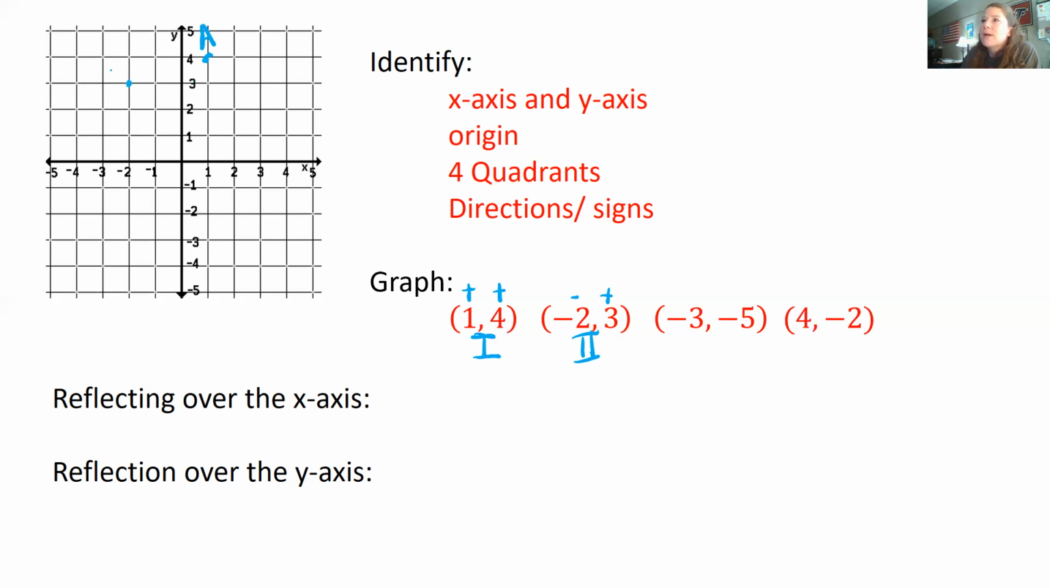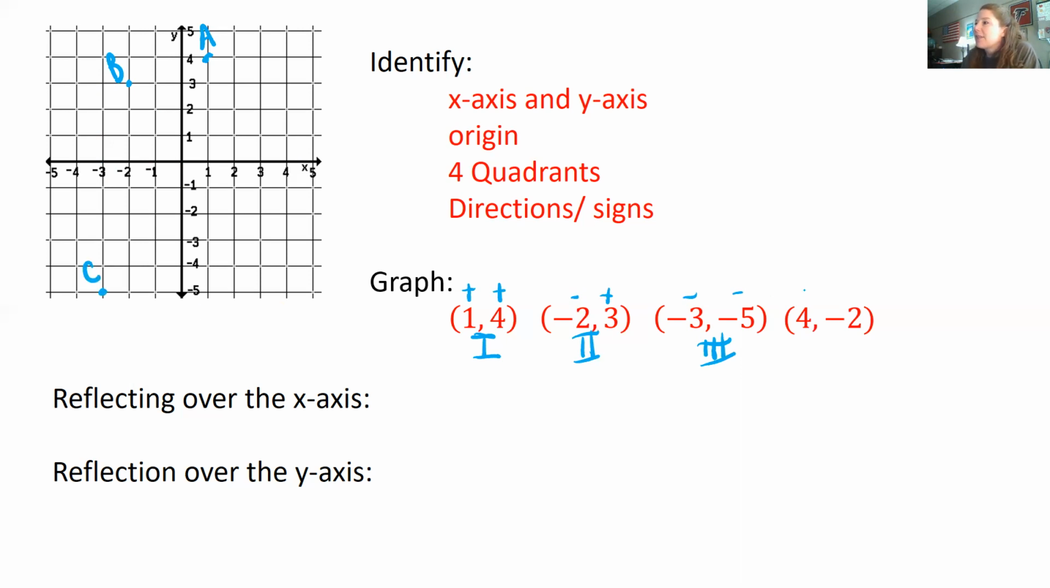And there is our point, and we'll call it point B. The third coordinate, we're going to go left 3 and then down 5, which means we're going to end up in quadrant 3. So we're going to go from here, left 3, and then down 5, way down here. We can call this point C.